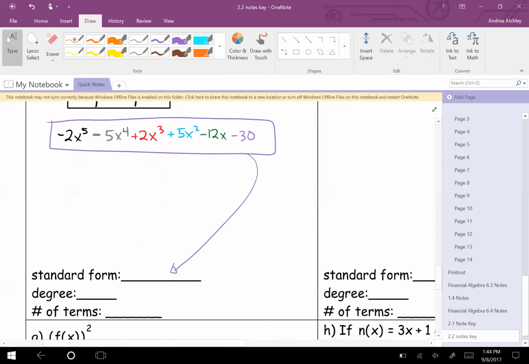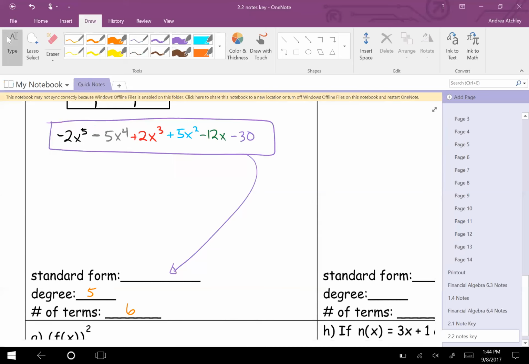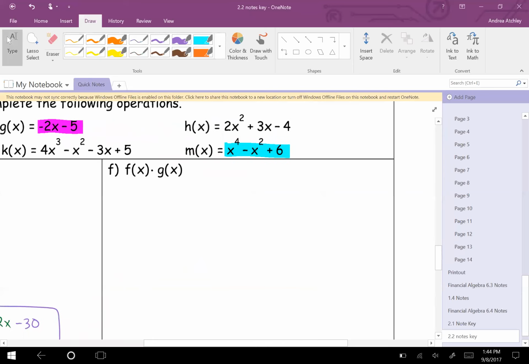Class, what's the degree? 5. And then how many terms do I have? 6. Very good. Any questions over that? We're all good? Okay, next one. Okay, how about you guys multiply that? Do F for me in your pairs.